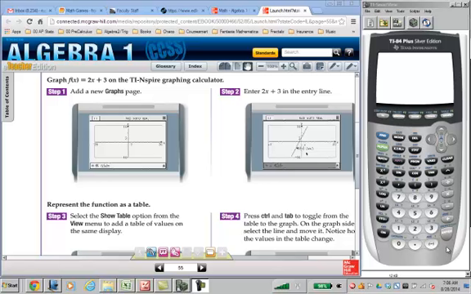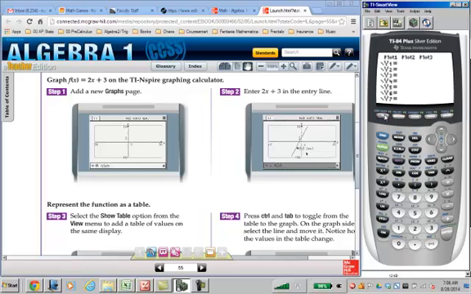Add a new graphs page. Well, to do that on the TI-84, you simply hit Y equals. I'm using my mouse. You can just tap it with your finger if you were doing this with a handheld calculator. Okay, number 2, enter 2x plus 3. So you hit the 2. Now the variables are right here. X plus 3.